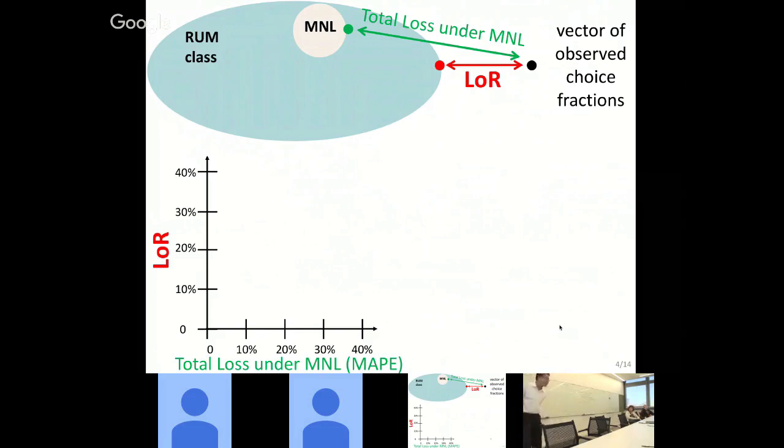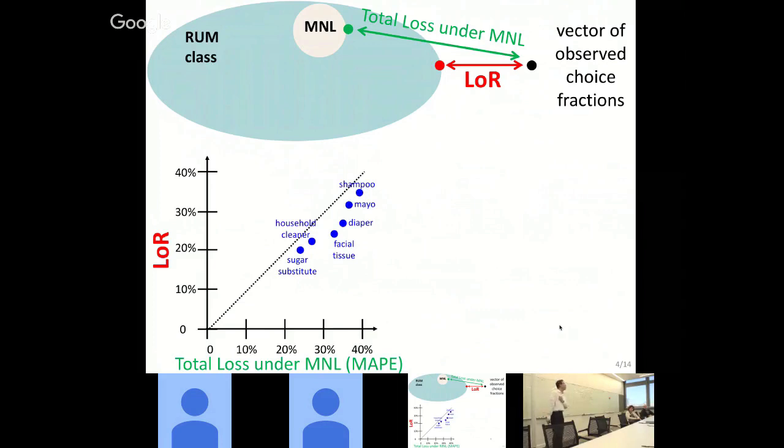But for the 6 data sets that we have shown you earlier, you can plot those 2 pieces of information on this scatter plot. And you can see here that this plot is consistent with the pictures that we have here, that the total loss under the MNL is larger than the limit of rationality. This is so far below the 45-degree line. So the question is, what do I do with these 6 scattered dots on this graph?